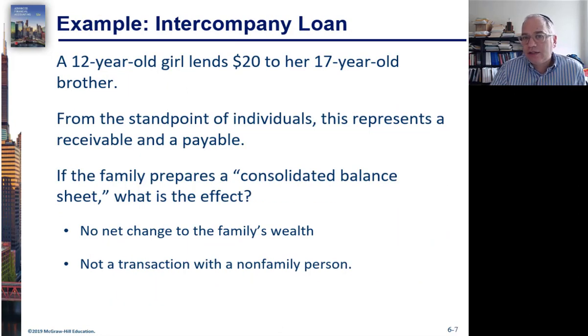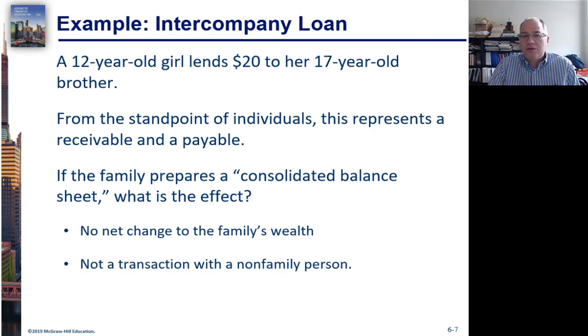So a 12-year-old girl lends $20 to her 17-year-old brother. As a parent of a 12-year-old girl and a 17-year-old boy, I can tell you that things like this do happen, without naming any names, of course. But these types of transactions do happen.